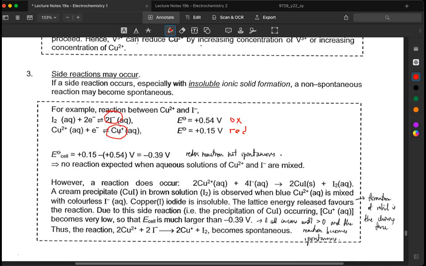Correct, copper 2 plus, and sorry, it's the wrong one. It's this one, 2 plus, not plus. So this one to this one, then I minus, so this one copper 2 plus. Be careful. Sometimes you may make a careless mistake. Okay. Now, you calculate the E° cell, it is supposed to be not spontaneous because it's negative.